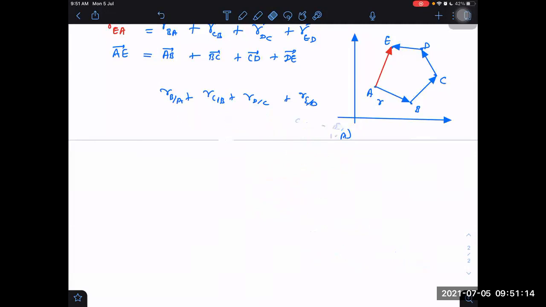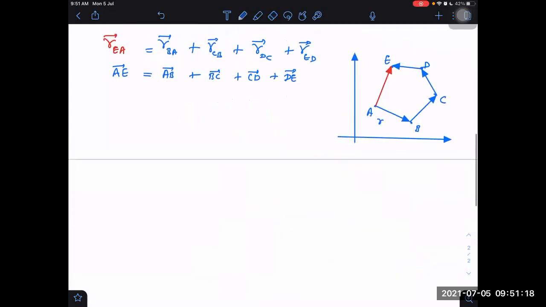But I don't recommend to go for that. We can directly also understand why it is so. How can we directly understand? Directly by writing the RBA formula. R_BA is equal to R_B minus R_A. R_CB is R_C minus R_B. R_DC is R_D minus R_C. R_ED is R_E minus R_D. What we get now?